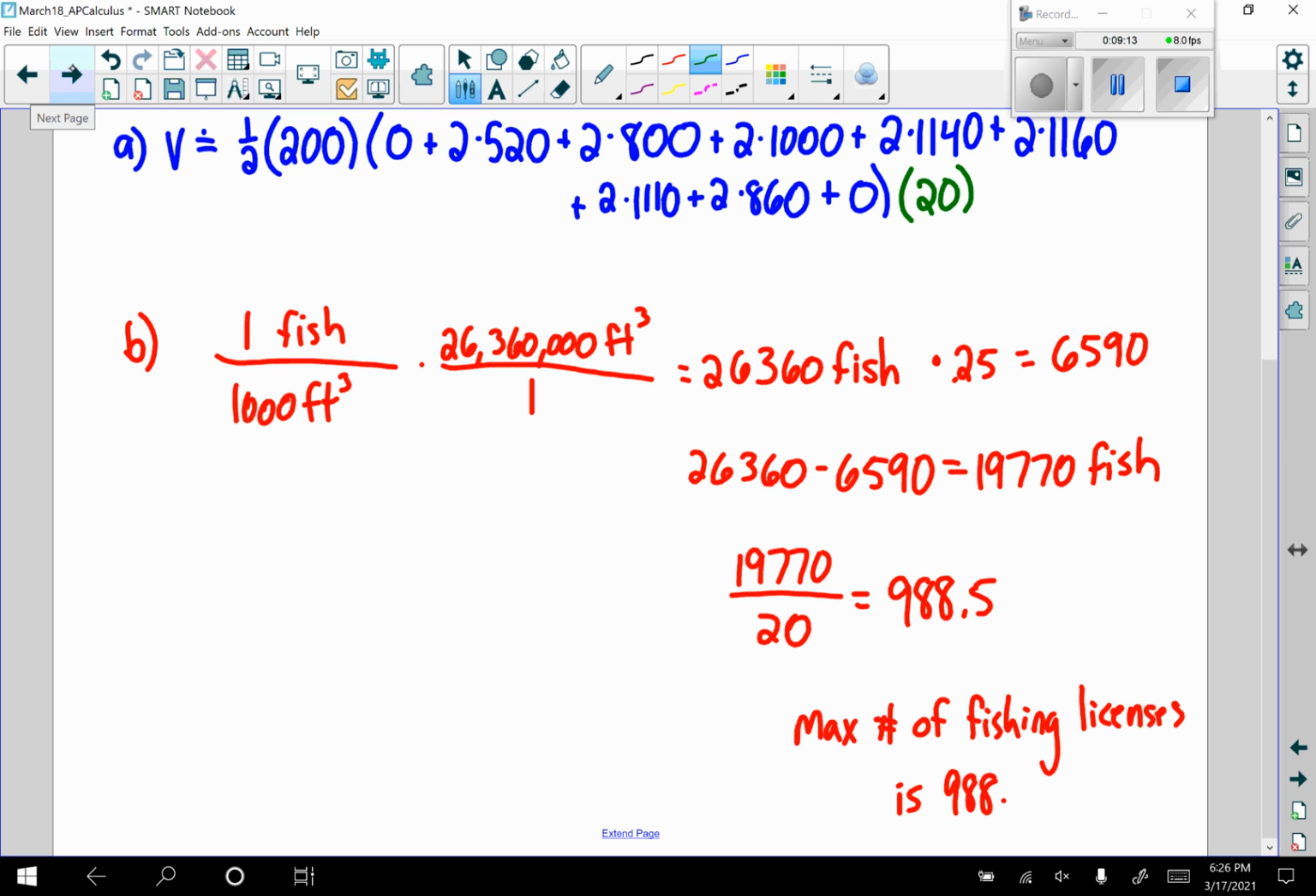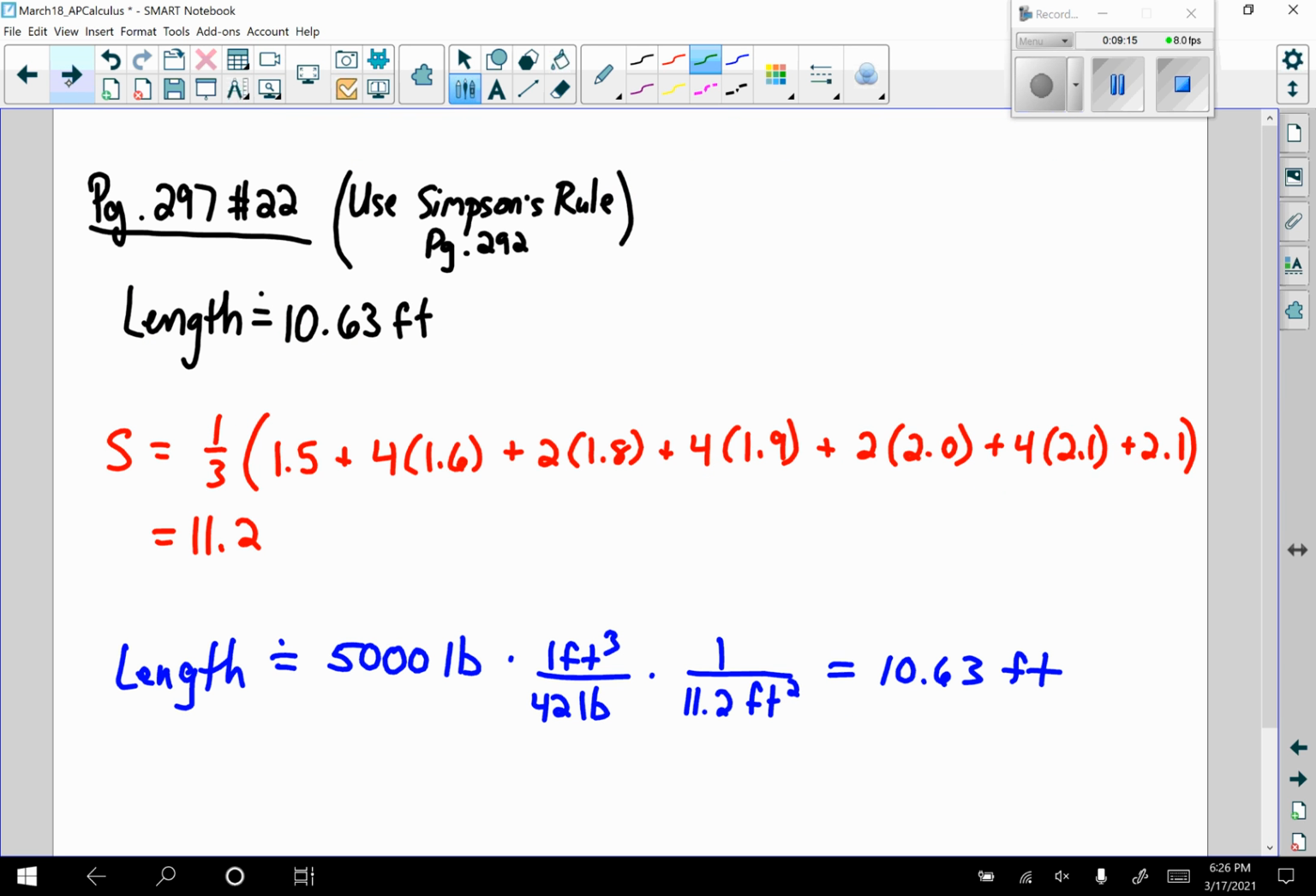All right, now on page 297, number 22, I actually want you to go back and explore Simpson's rule. This is on page 292 of section 5.5. And this is it written out. But if you use the trapezoidal rule, you got the same thing. But I want you to go back and read over Simpson's rule. It's just a slightly different formula.